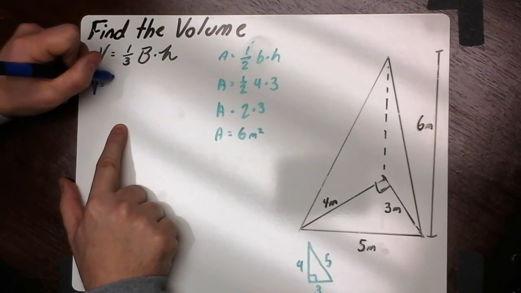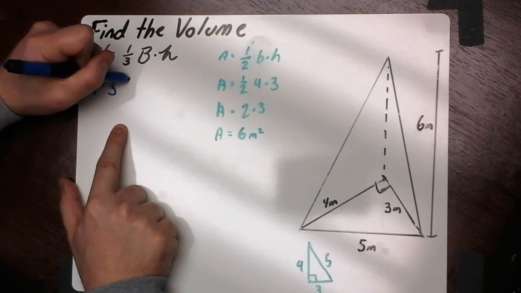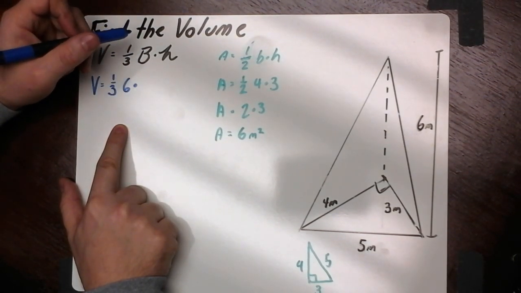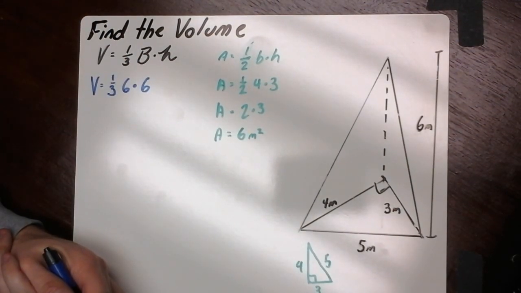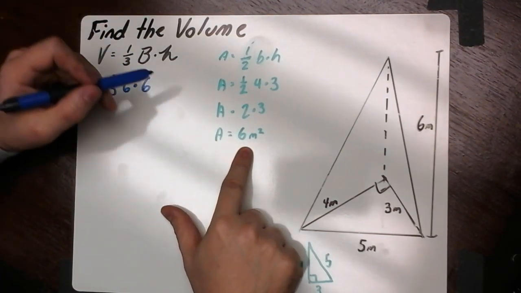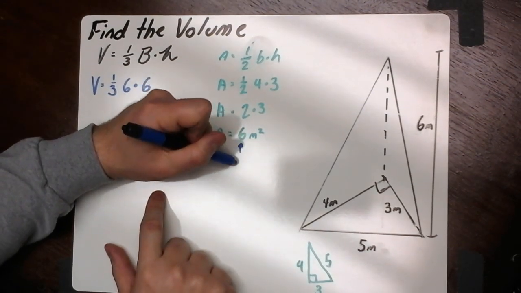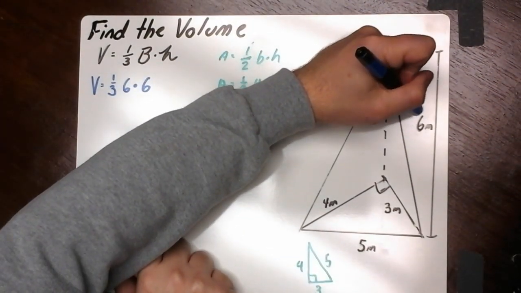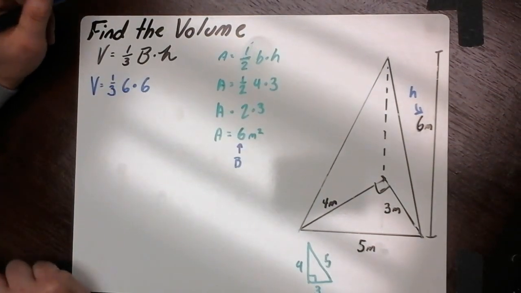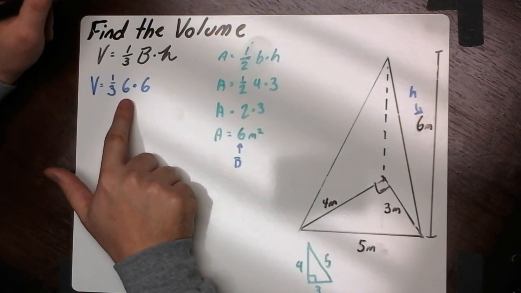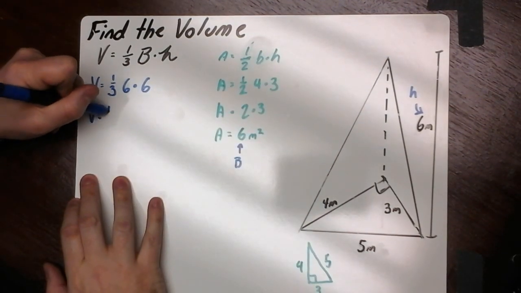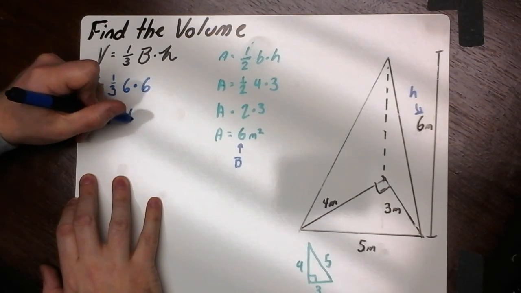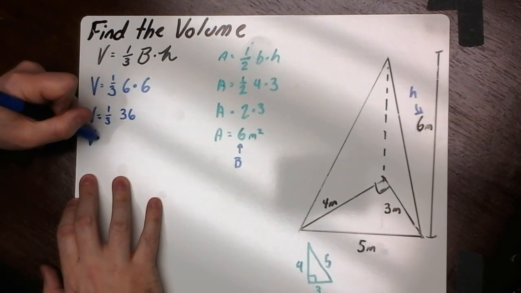So V equals 1/3 times 6 times, well, 6. Because the height happens to be 6. I kind of hate that for this example, but let's please keep in mind that this here is big B, and that's the height. Well, the same rule that applied here is going to apply here. So 1/3 times 36 is 12.